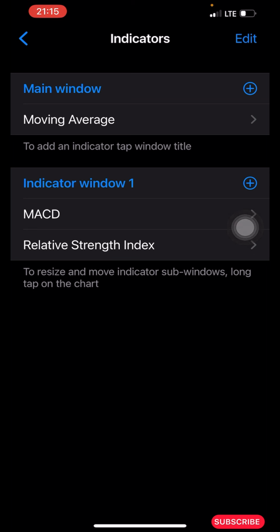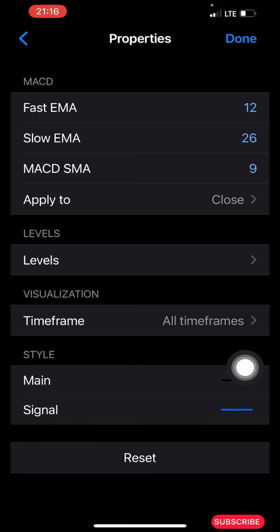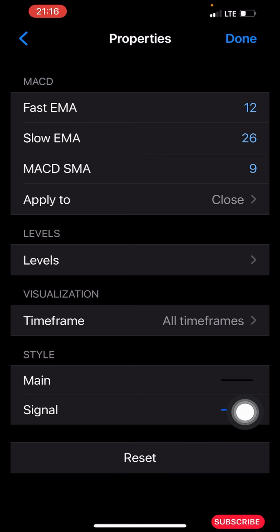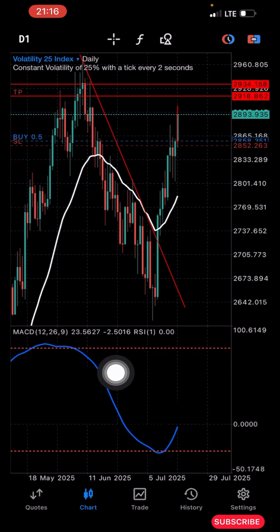The level, you leave it as it is, time frame is all time frame. Under the style, the main, you make it the color of your background, 3 pixel. The signal, color blue, 3 pixel, and you click on done. Once you add the MACD, you are going to have this blue line here on your chart.